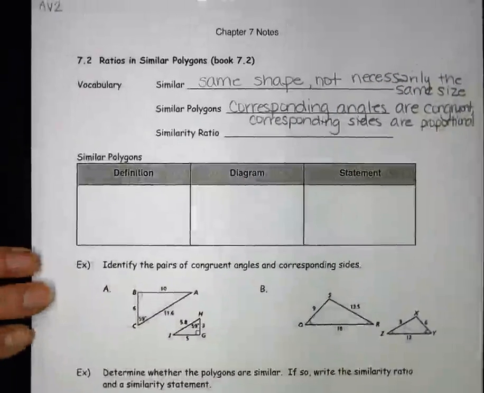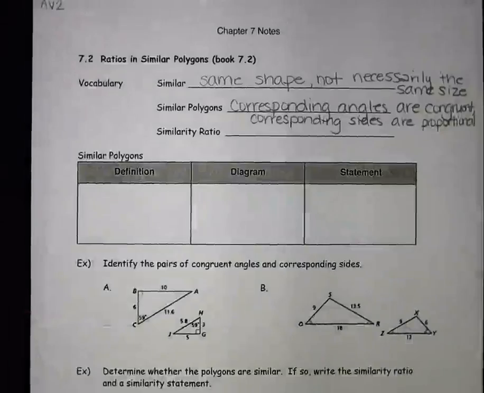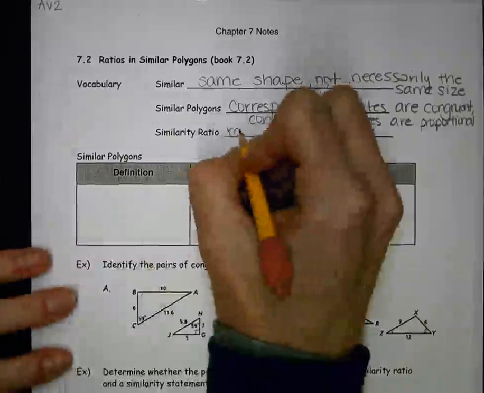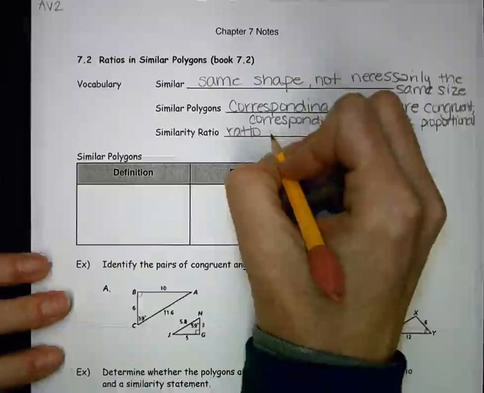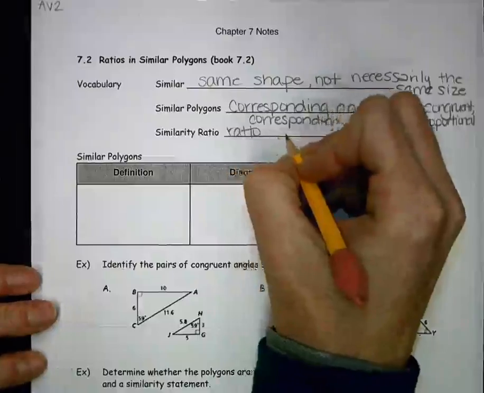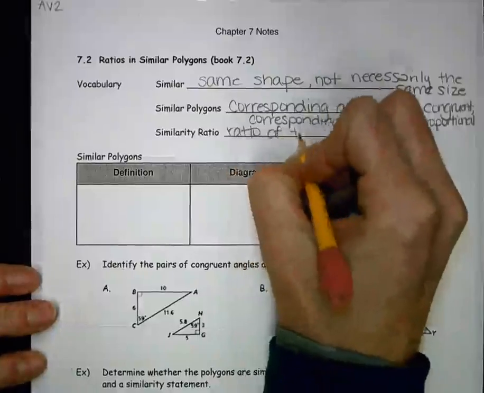What that means is if you have corresponding sides in similar polygons, the ratio of the side lengths between the two polygons will be the same for all different corresponding sets of side lengths. The similarity ratio is the ratio of the length of the corresponding sides of two similar polygons.